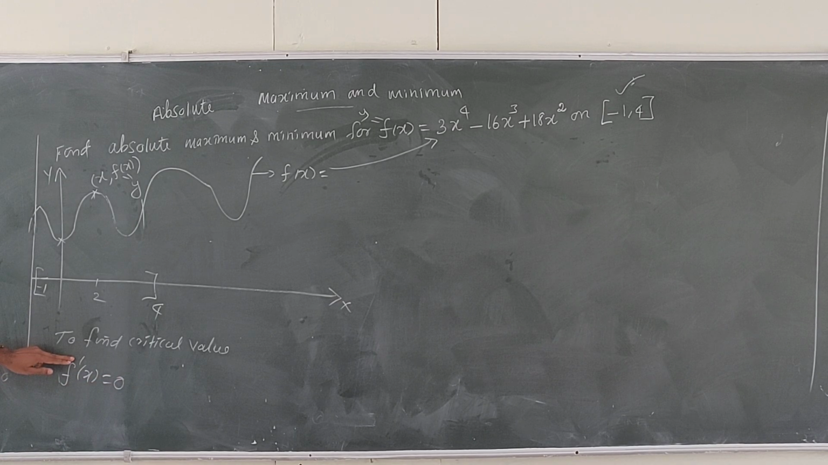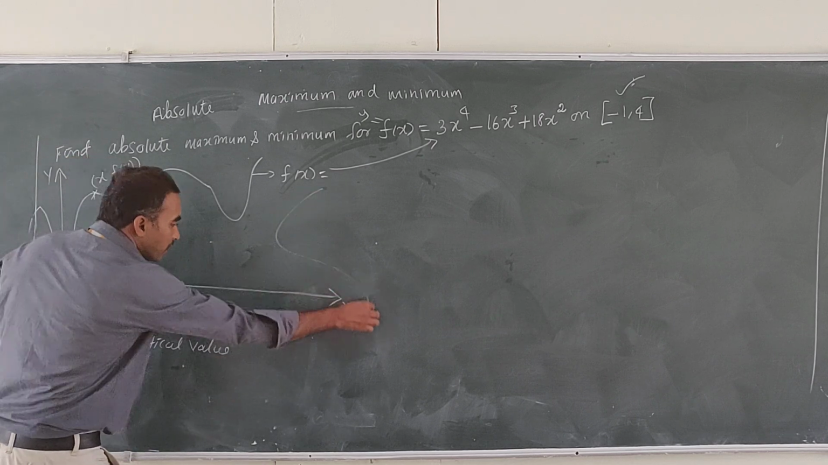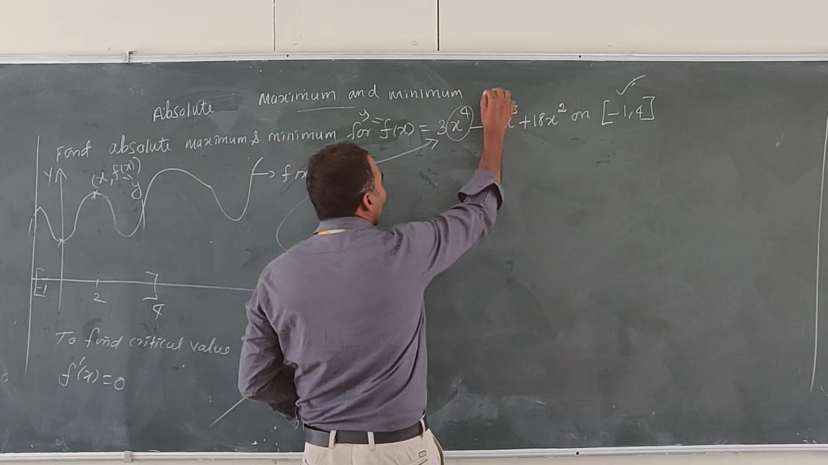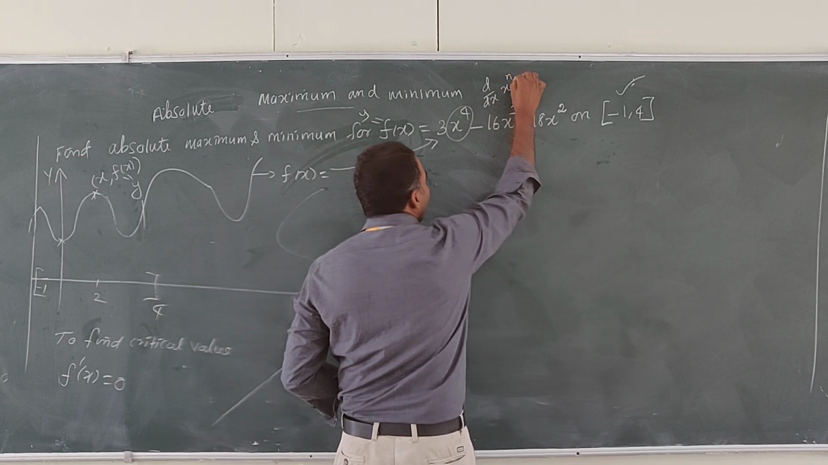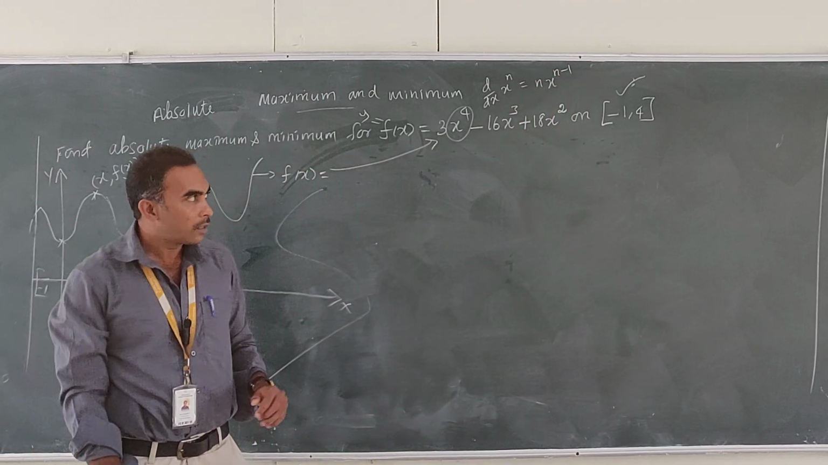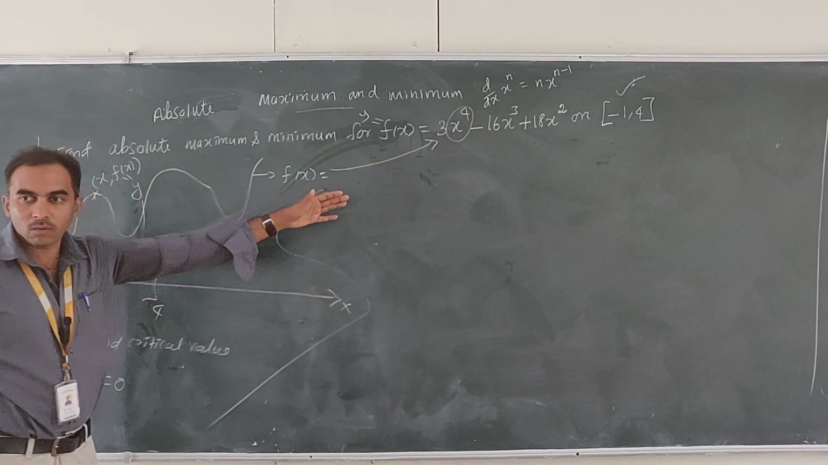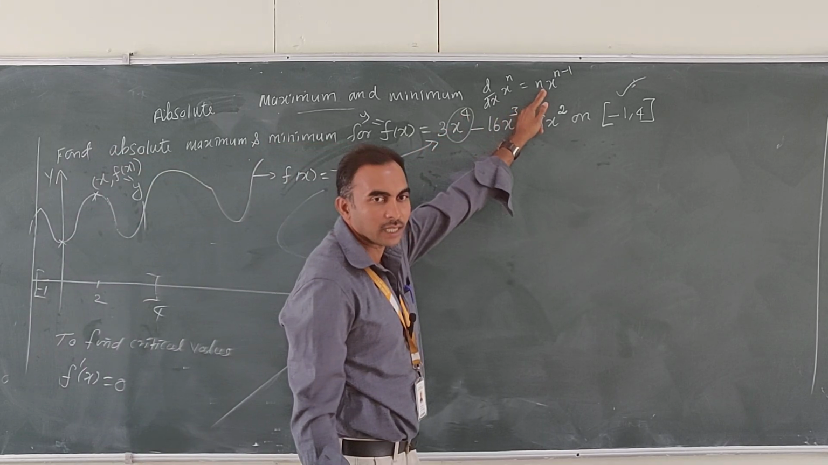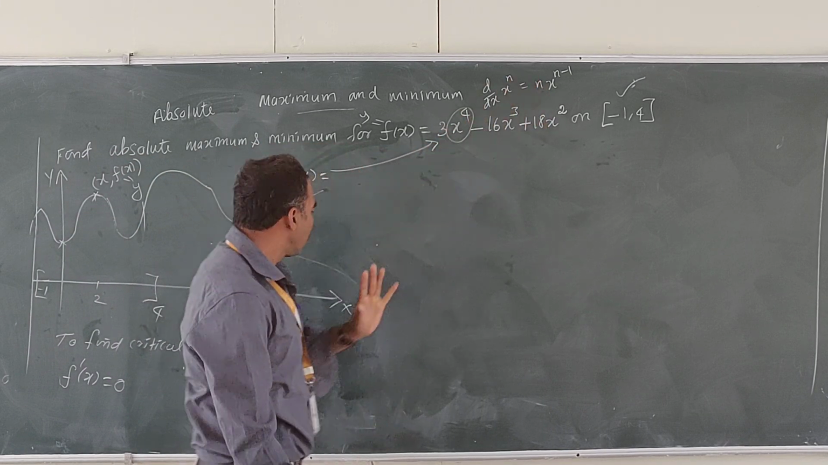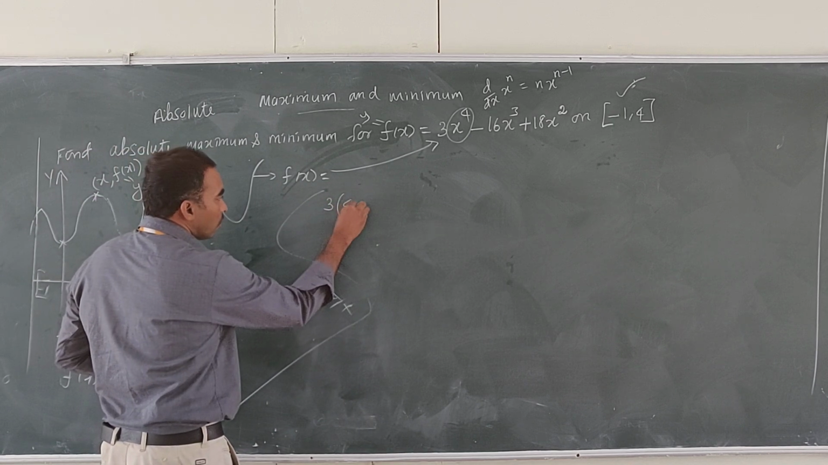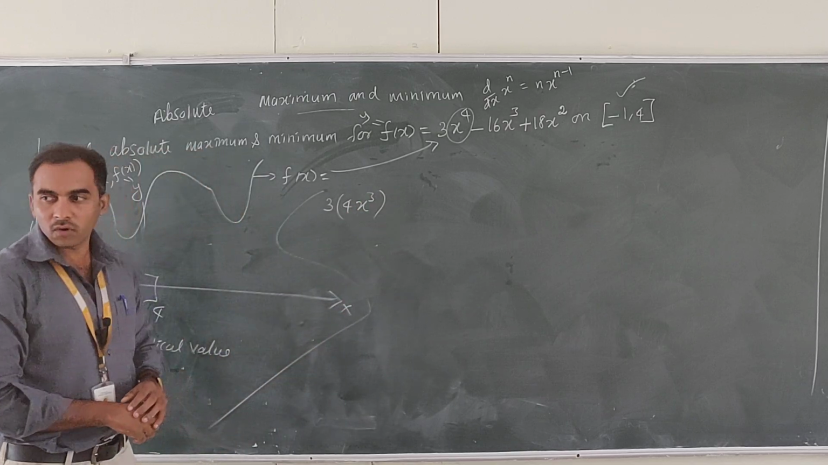What is f dash? f dash represents one time differentiation. So differentiate this function. What is the differentiation of x power 4? I already explained the formula: differentiation of x power n equals n into x power n minus 1. So use the formula. Instead of n, here 4 is there, so we have to put 4. So what is the differentiation? 4x cube.